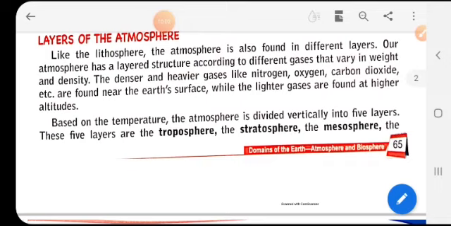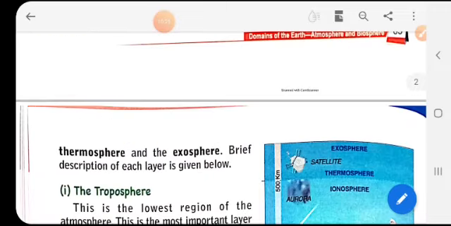Based on the temperature, the atmosphere is divided vertically into 5 layers. So, as per the temperature, this atmosphere is divided into 5 layers. That is, apart from the lithosphere, they are the troposphere, stratosphere, mesosphere, thermosphere, and exosphere. A brief description is given about all these layers.